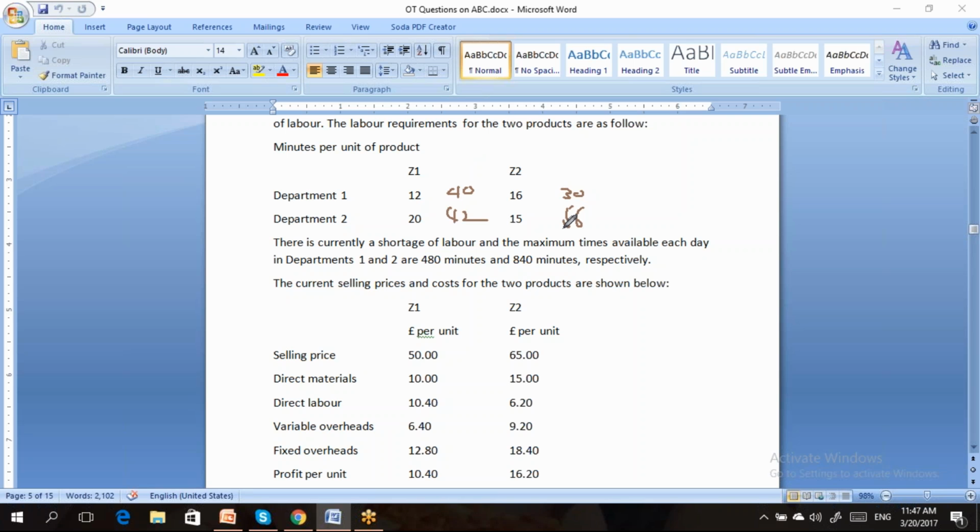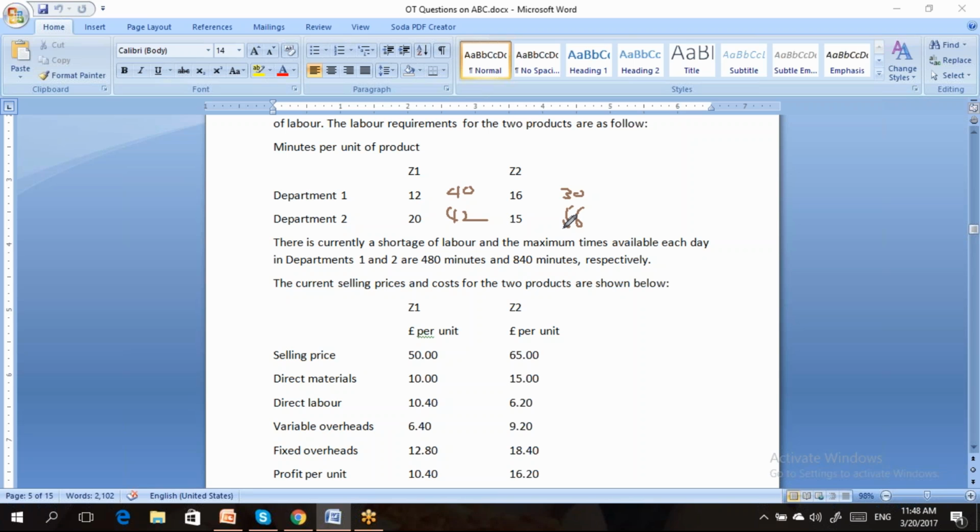So from here, what we can see is department 1 is the limiting factor or the bottleneck. Right? Because department 2 can go up to 42 and 56, but department 1 can only produce either 40 or 30. So that is the binding constraint, because as far as Z1 is concerned, department 2 can go up to 42, and as far as Z2 is concerned, department 2 can go up to 56. So the binding constraint is department 1.